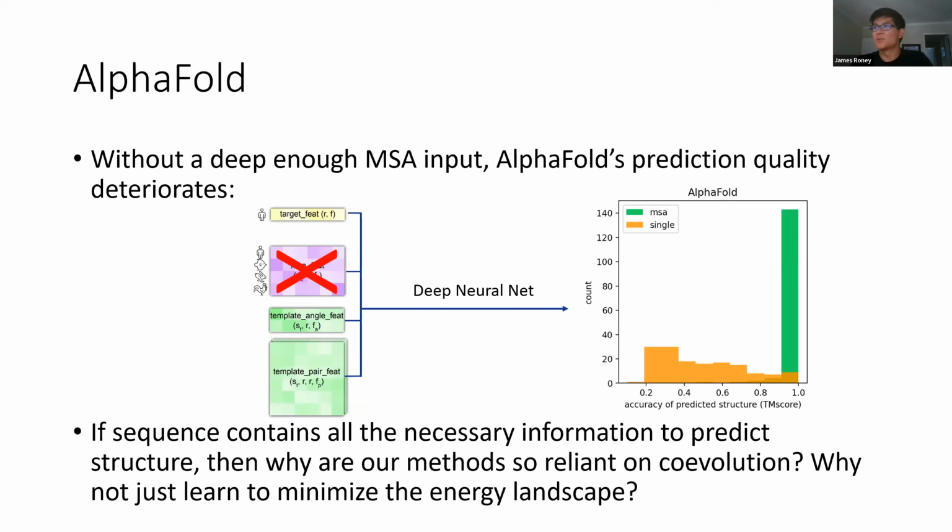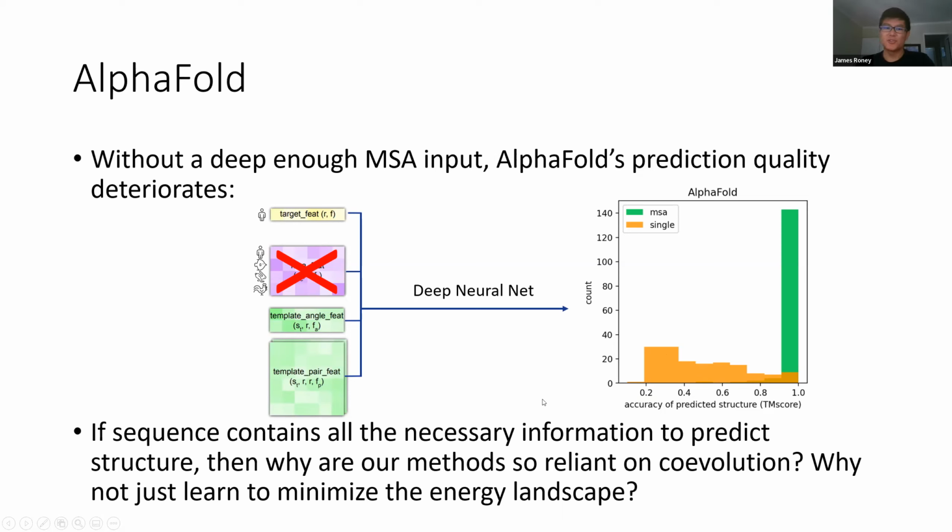So AlphaFold does a really good job predicting protein structures in a lot of cases, but without a deep enough MSA input, AlphaFold's prediction quality deteriorates. You can see that in this histogram, where we have a distribution of TM scores for predicted AlphaFold structures. TM score ranges from 0 to 1, 1 being a really good structure and below 0.5 or 0.4 being a pretty poor prediction. With the MSA inputs on this data set, AlphaFold does a pretty good job. Its TM scores are most often in the 0.9 to 1 range. But when you try to predict the structure without the MSA, this performance deteriorates.